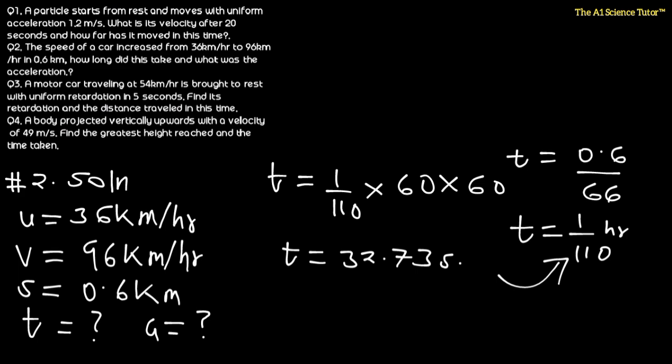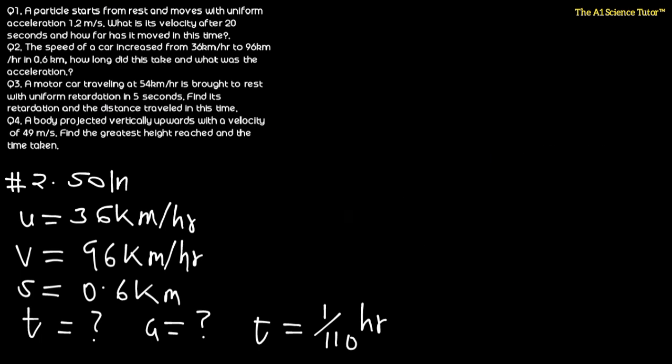Now we would actually just stick to this one because the unit would actually help us in the other question that we have to find the acceleration. So the answer should be in per hour or per hour squared in the case of acceleration. So let me write that somewhere here. We have t equal to 1 over 110 hour. So let us go ahead and find what the acceleration is going to be.